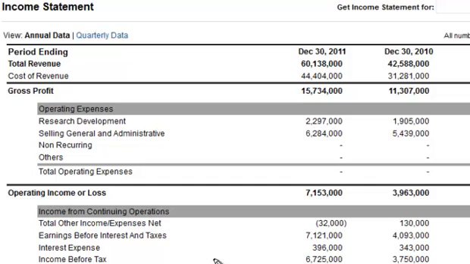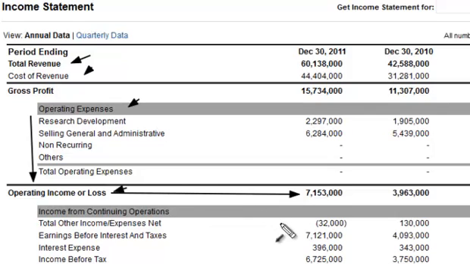Okay, the operating income is right here, and you're going to see this on every single income statement that you look at. Basically, all it's doing is taking the total revenue here, and then subtracting the cost of revenue and the operating expenses, all of them, and then it gives you the operating income or a loss. With this figure, you can look at previous data from the same company and say, okay, well, the previous year we're looking at 3.9, now we're looking at 7.1.